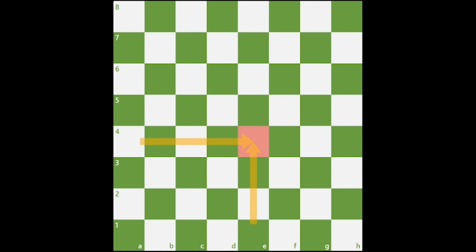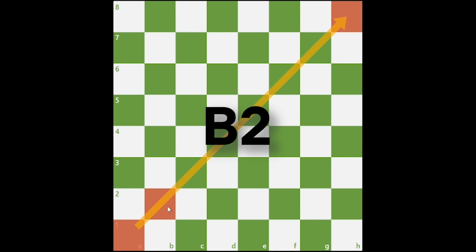Let's move to a diagonal, starting at A1 and running all the way up the board. Notice that we reach square H8. Between both squares are B2, C3, D4, E5, F6, and G7. Together, they form the A1 to H8 diagonal, since the diagonal starts at A1 and ends at H8.